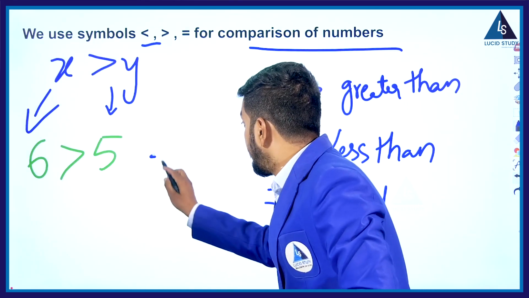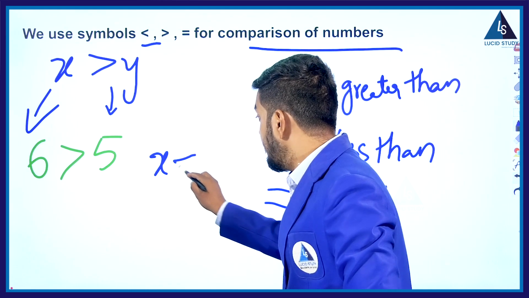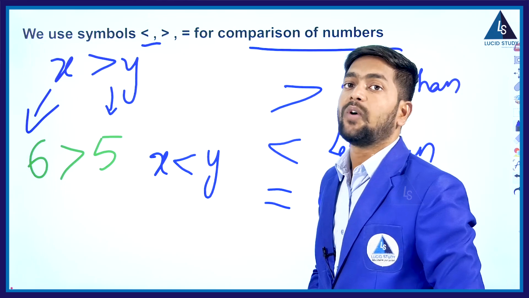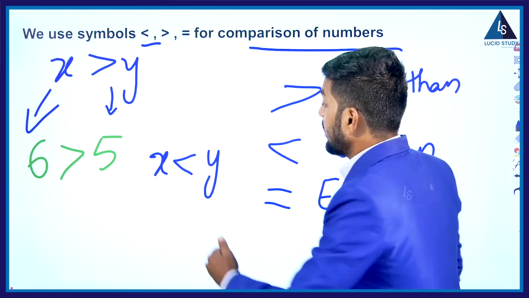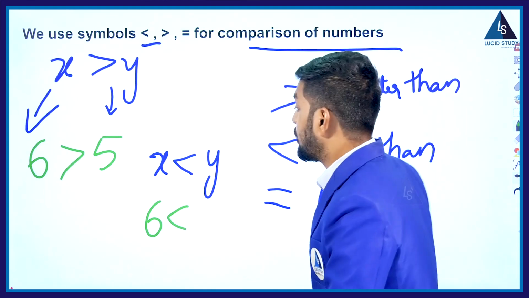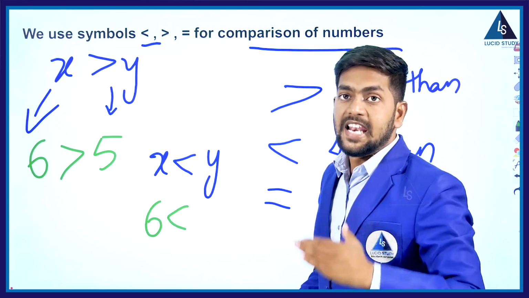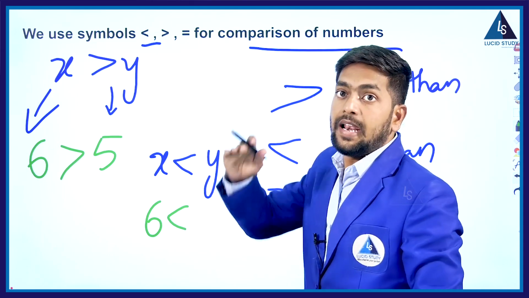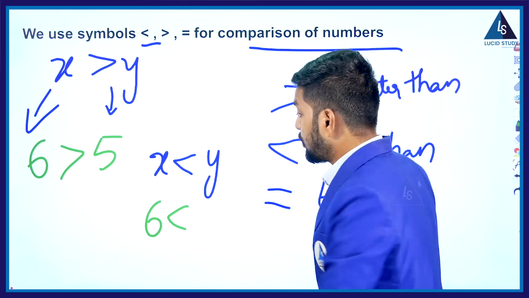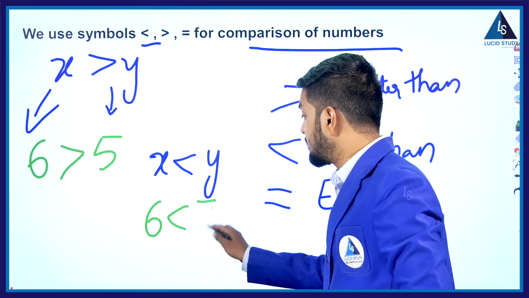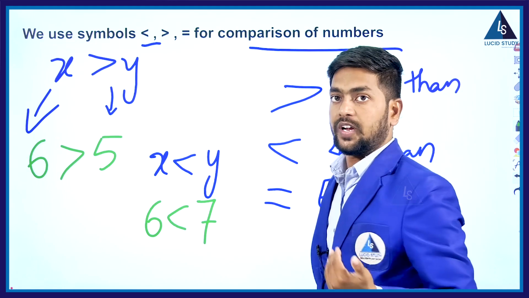Next, here x is less than y. I am taking x is less than y. So here in the place of x we are taking 6. So here what happens? X is less than y, so the value of x should be less than y. So here the value of y should be more than 6, means you can take 7 or above 7.